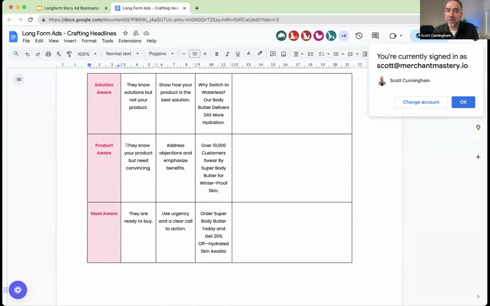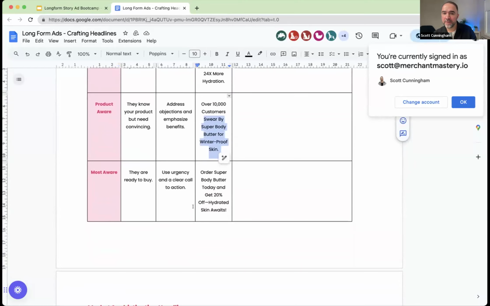In this one, they know about your product, just need convincing. This is classic like TBIF stuff. It's transaction brand influence function. So we're addressing objections and emphasizing the benefits. It's a good time to use influence attributes, reviews, testimonials, what people are saying, re-highlight the benefits. Okay, over 10,000 customers swear by Super Body Butter for winter-proof skin.